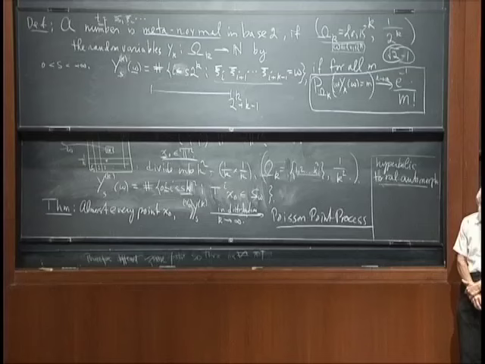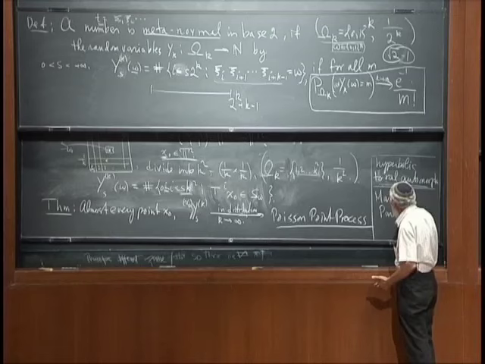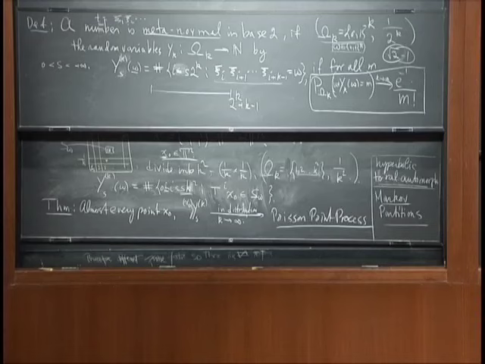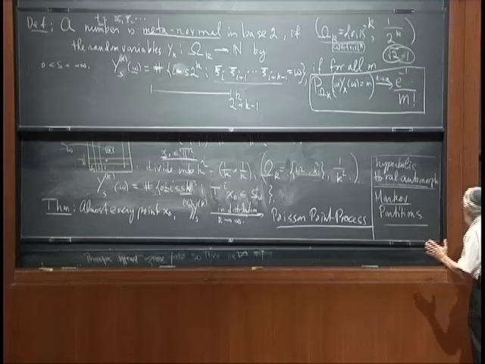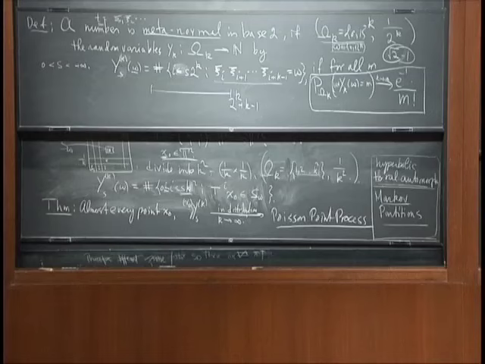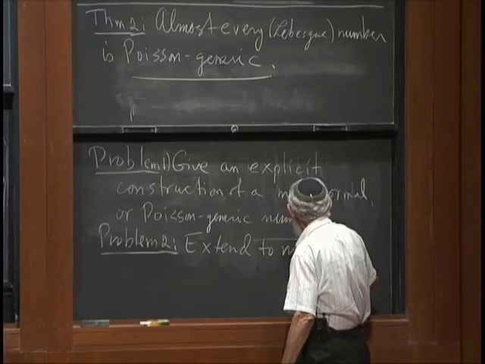What we use about hyperbolic toral automorphisms is Markov partitions. So this is an easier way to see randomness for toral automorphisms. You construct Markov partitions for them, and you see Markov processes. I'm not going to try to explain this, but I'll state there's another problem. So this is maybe problem one and problem two. Extend to non-hyperbolic toral automorphisms.